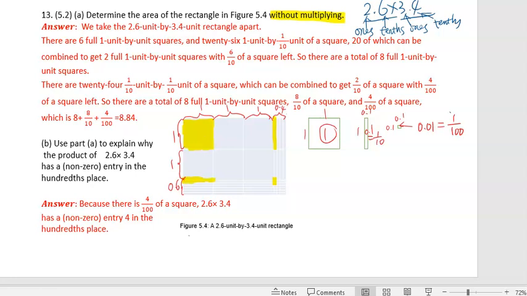So first, let's start with, I'm going to separate them. Let's see how many of the big squares we have. So we have 1 here, 1 here, 1 here, 1 here, 1 here, 1 here. As you can see, we have 6. You can either count it, or there are 2 rows, 3 columns. 2 times 3 is 6. So we have 6 big squares.